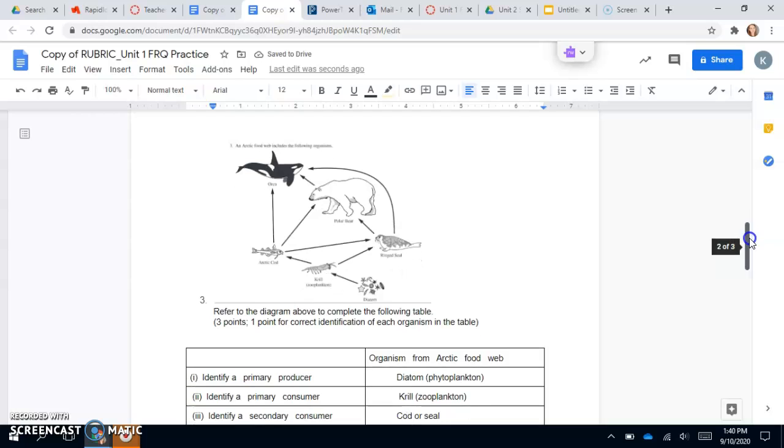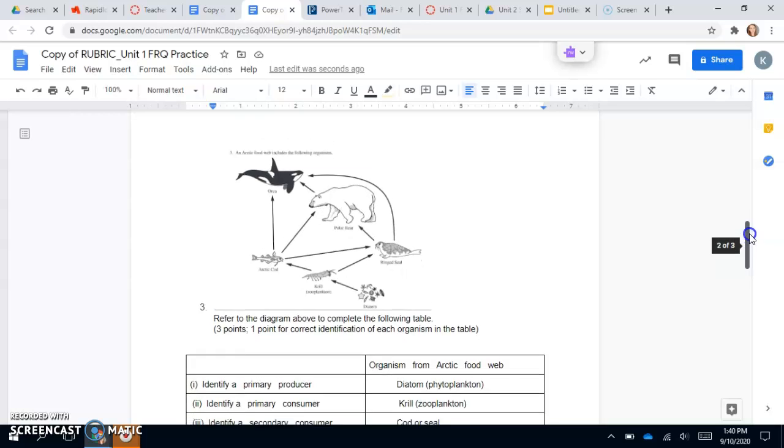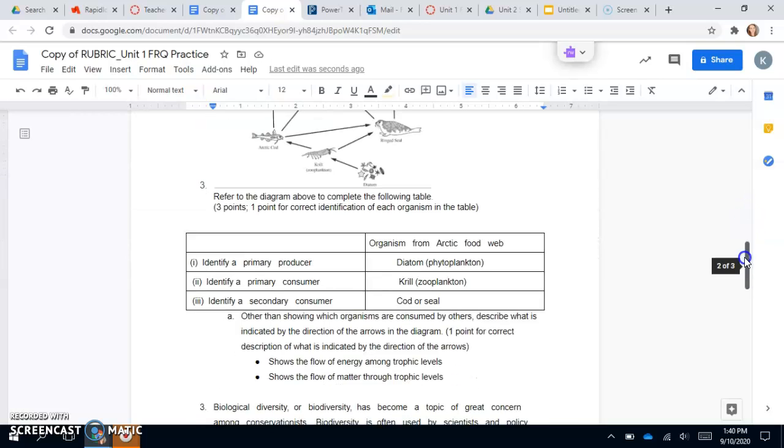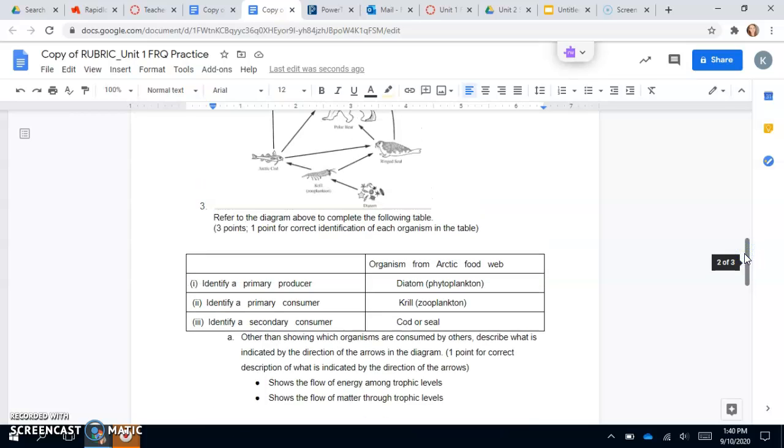Okay, so then our next one, we have a food web. Yay, food webs. It says, refer to the diagram above to complete the following table. 3 points. You get 3 points for this, 1 point for each correct identification of each organism in the table. So if you're keeping count, we're at 2 points right now, and we're getting another 3 right here.